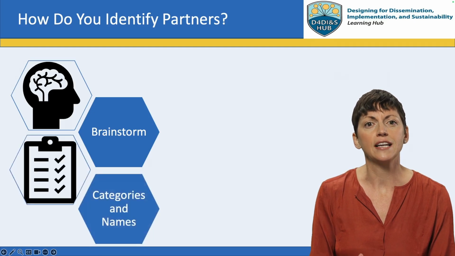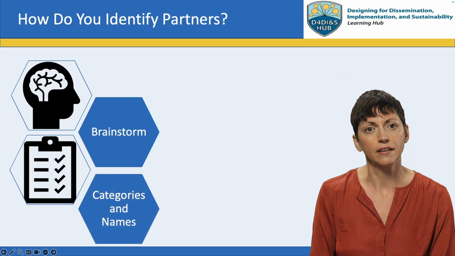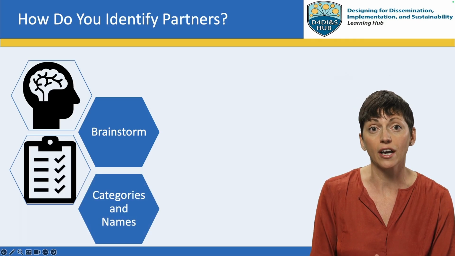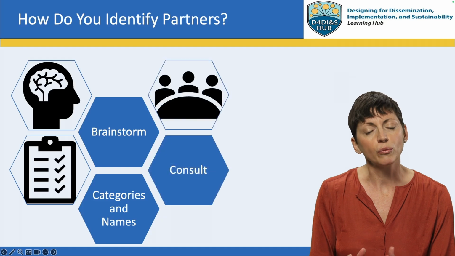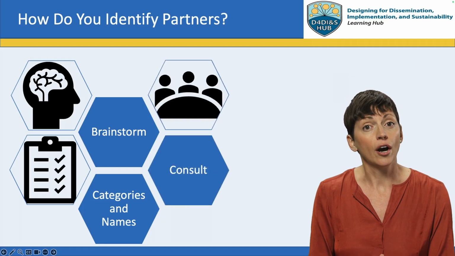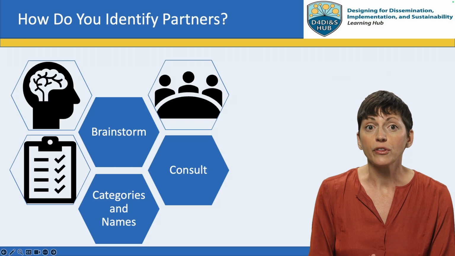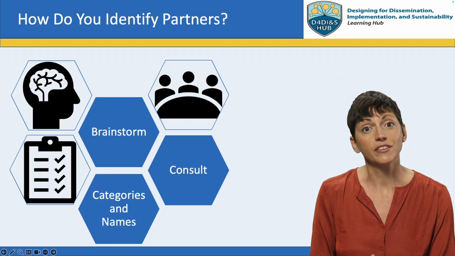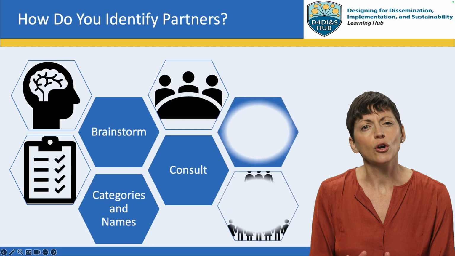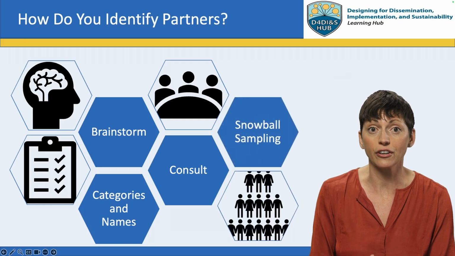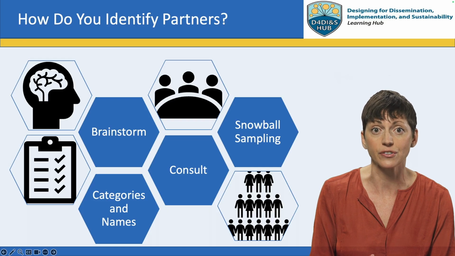Collect categories and names from informants in the community, especially members of a population or residents from your area of concern. Consult with organizations that either are or have been involved in similar interventions, or that work with your target population or area of concern. Use a snowball sampling approach by getting more names and ideas of potential partners from already identified partners.